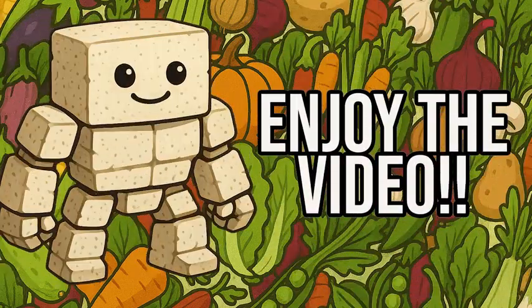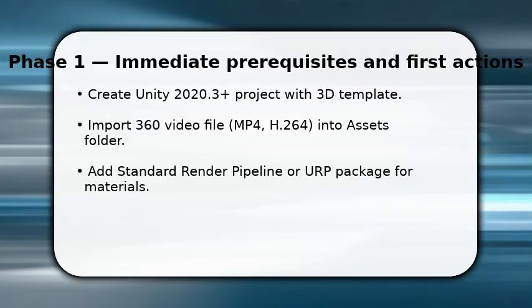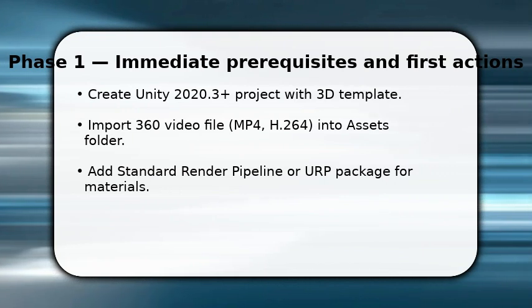Please enjoy the video. You start by creating a Unity 3D project and importing the 360 MP4 file into Assets. This gets your raw media into the editor.